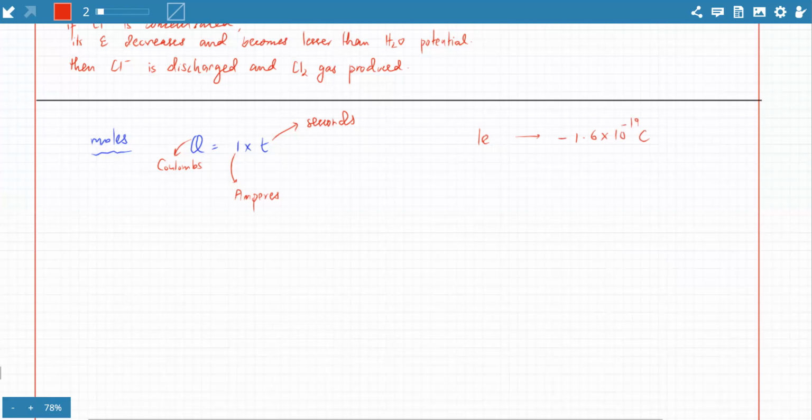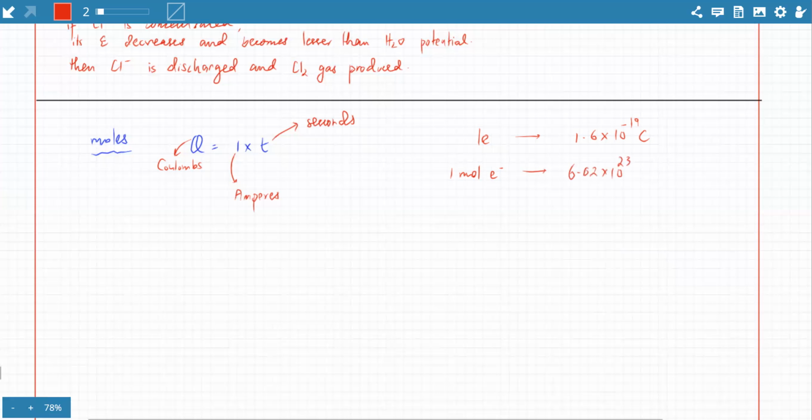Actually, it has a negative charge. But since we are dealing with electrons, we'll just call it 1.6 times 10 power minus 19 coulombs. So what would be the charge on 1 mole of electrons? If you have 1 mole of electrons, that means I have 6.02 times 10 power 23 electrons.